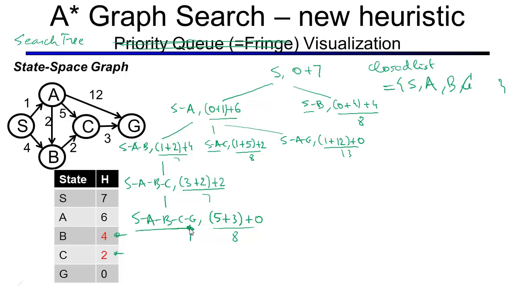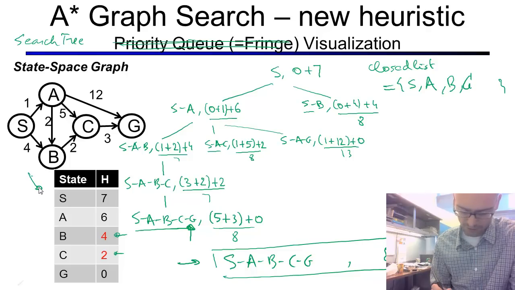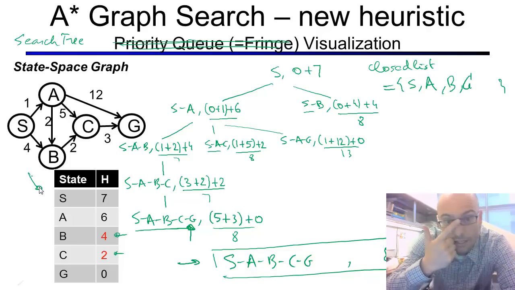This one ends in the goal state. That means we're done. We declare success, and we return SABCG as our solution, and it has a cost of 8. This is the optimal path. We're guaranteed this is the case because the heuristic we have here is a consistent heuristic, and A* graph search is guaranteed to return an optimal solution when you have a consistent heuristic. Okay, that's it for our A* search examples.